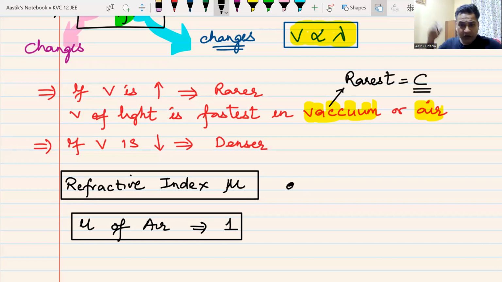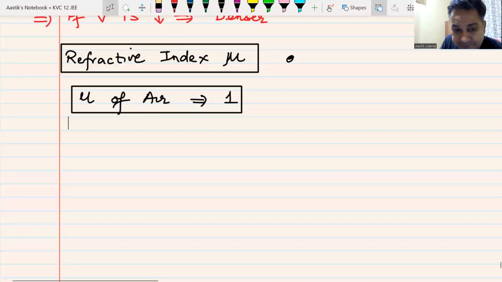Now, once we know the refractive index of air is 1, we can find out the refractive index of any medium with respect to air. That refractive index is known as the absolute refractive index of the medium. Do you understand this?